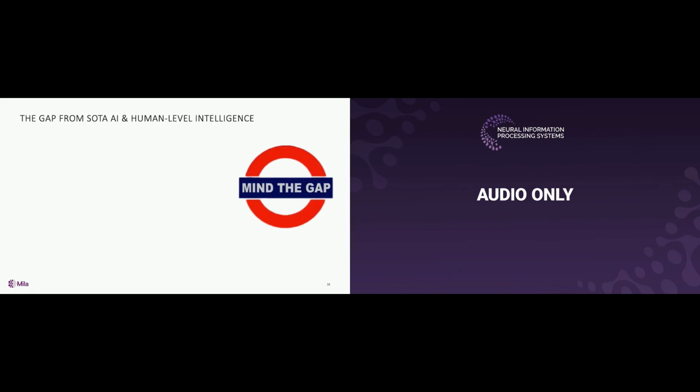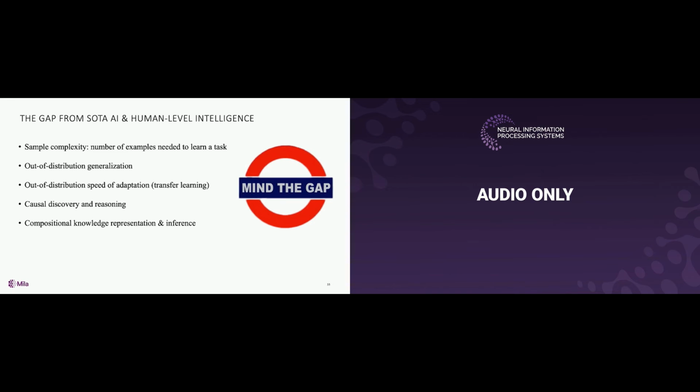And the theory that I'm working on is that there's probably an explanation for why humans are good at it and current machine learning is not, to explain this gap. So it's a gap in sample complexity, the number of examples needed to learn a task. Of course, how well you do on a new task, on a new distribution, out of distribution generalization, but also you might not do very well initially.